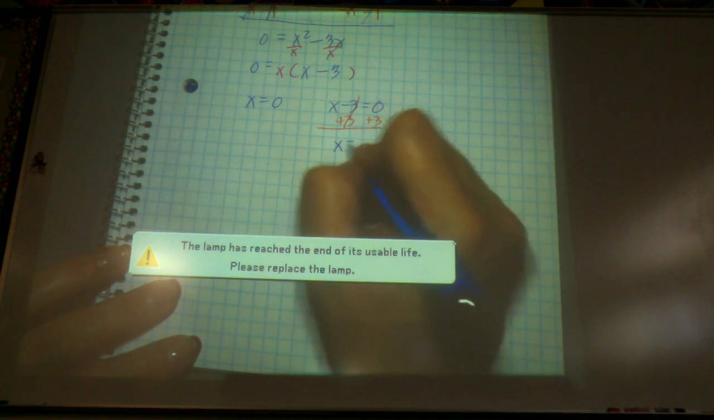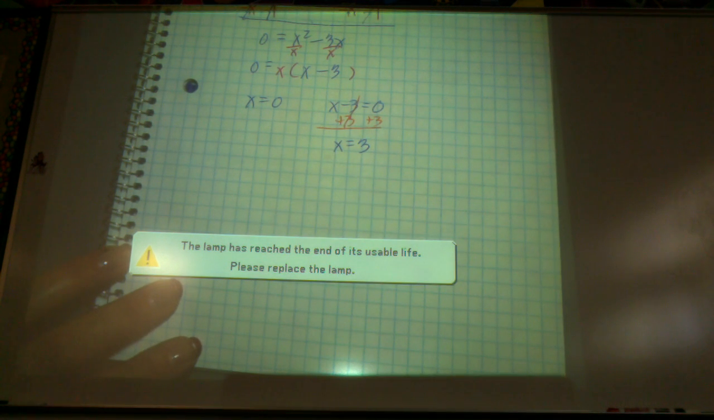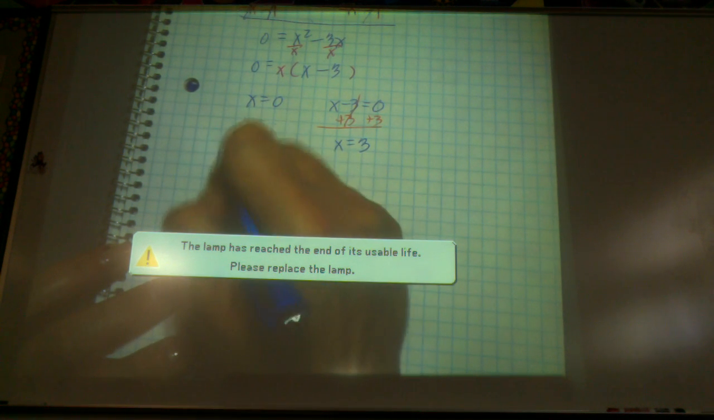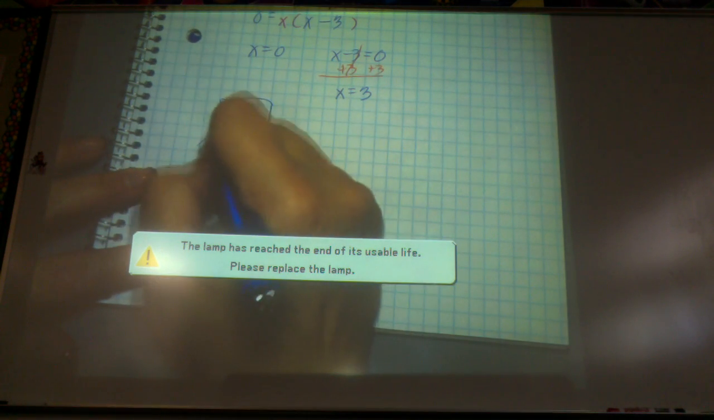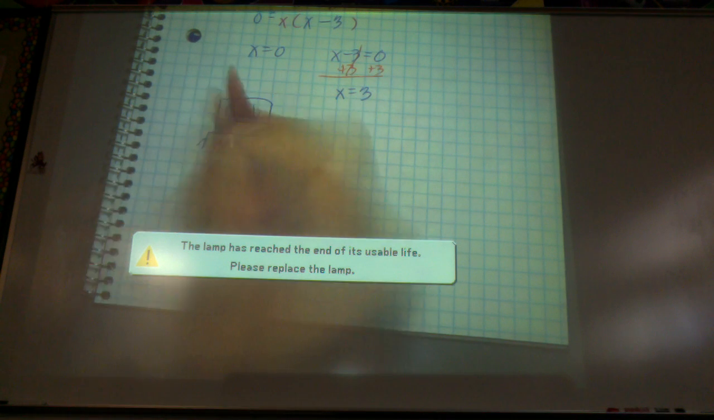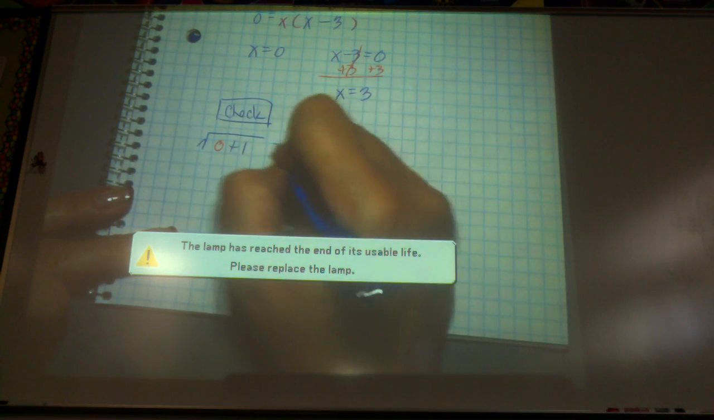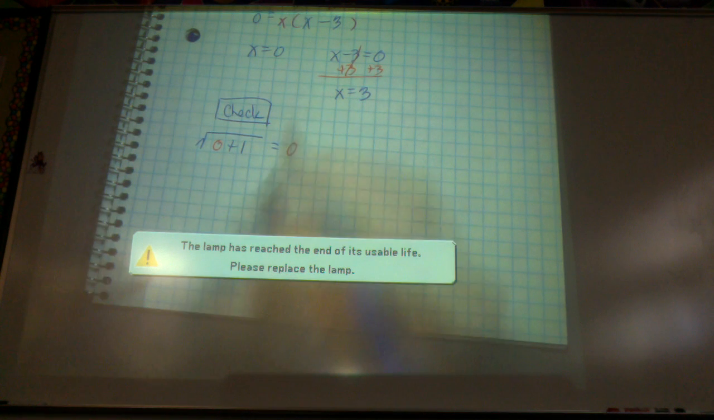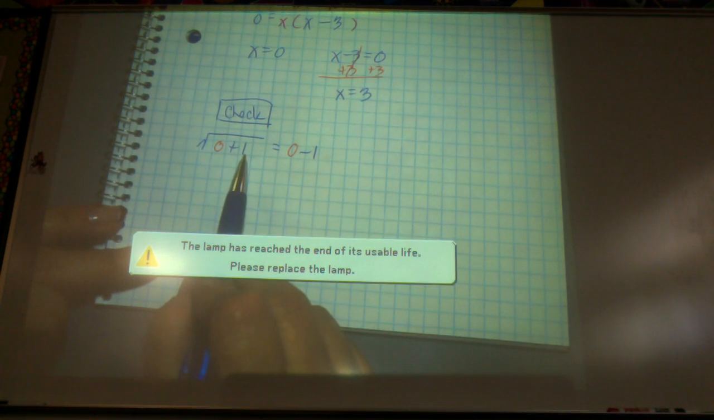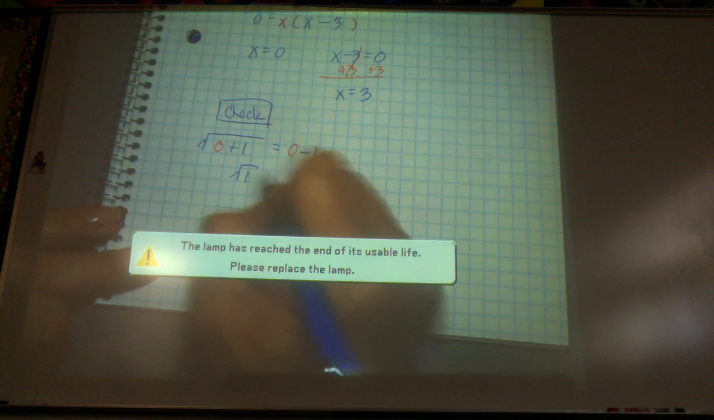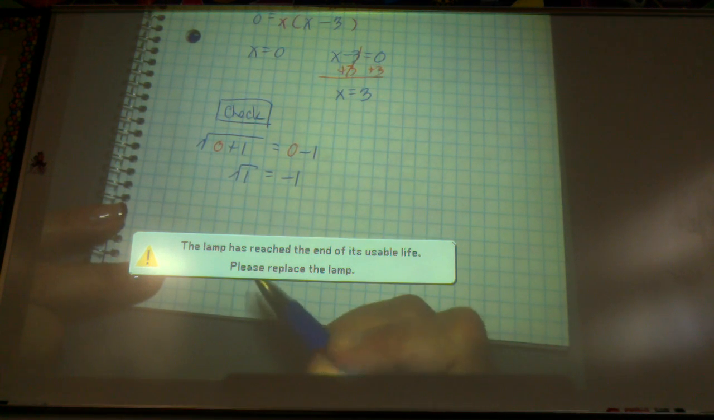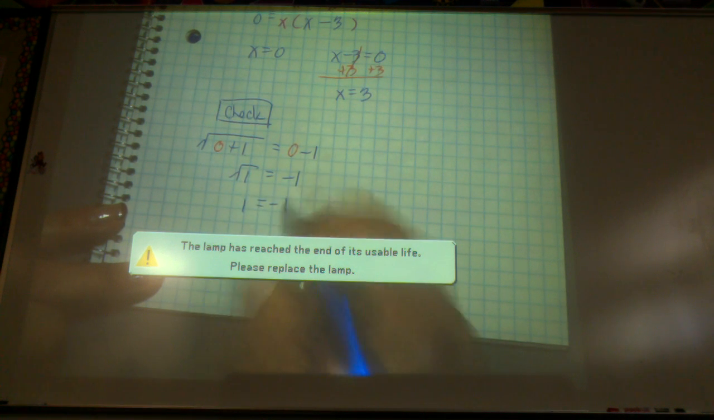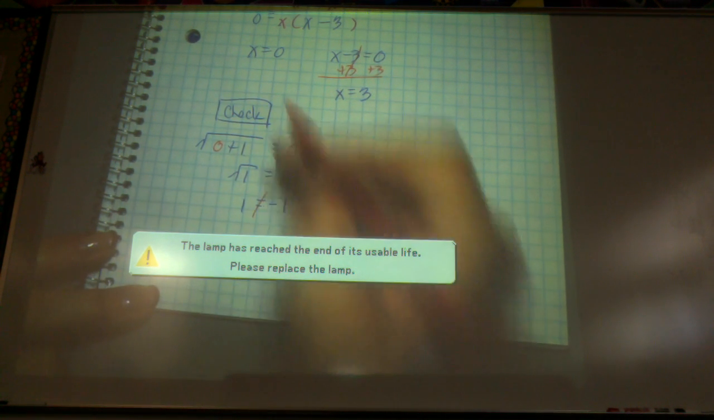And I get x is equal to 3. What do I have to do now? Check, check, check, right? We're going to check it in the original problem. So we're going to take 0, and I've got the square root of 0 plus 1 is equal to 0 minus 1. What's 0 plus 1? So square root of 1 equals 0 minus 1, negative 1. What's the square root of 1? It is 1. Does 1 equal negative 1? No. So 0 gets tossed out.